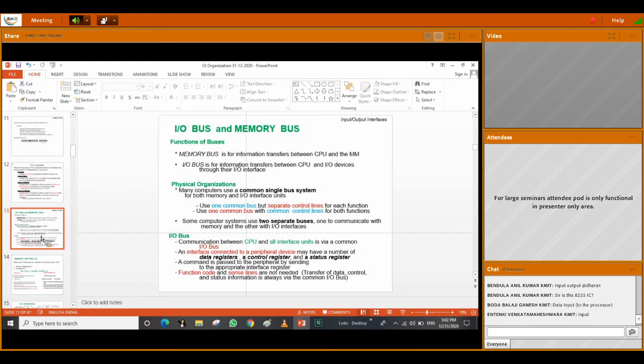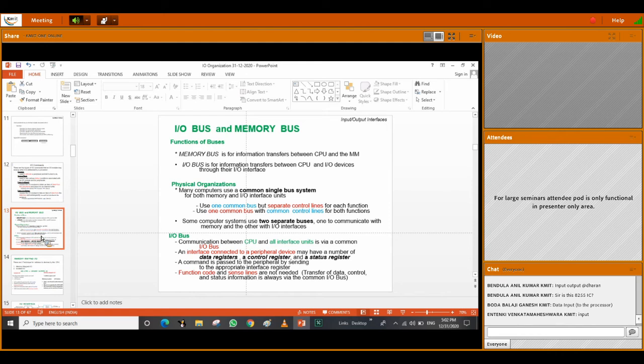Coming to the IO bus and memory bus, the functions of the buses. What happens in the memory bus? The memory bus transfers information only between the CPU and main memory. The IO bus transfers information between the CPU and IO devices through their IO interface.